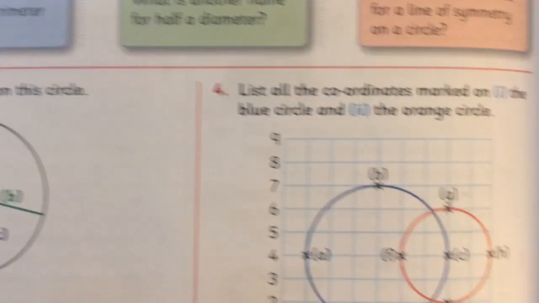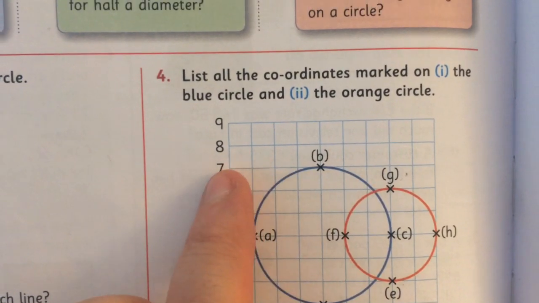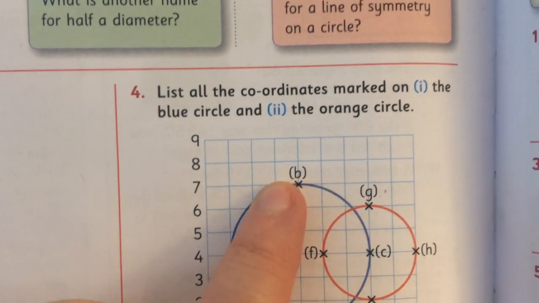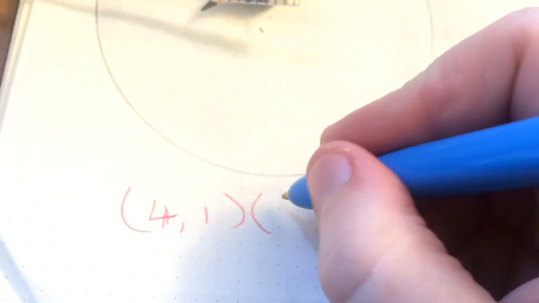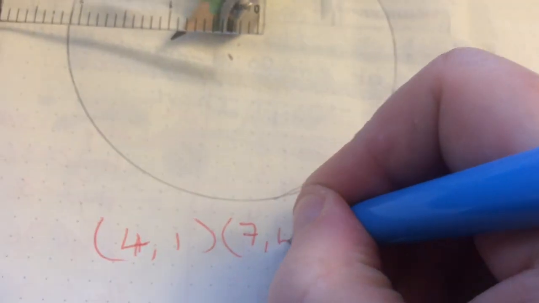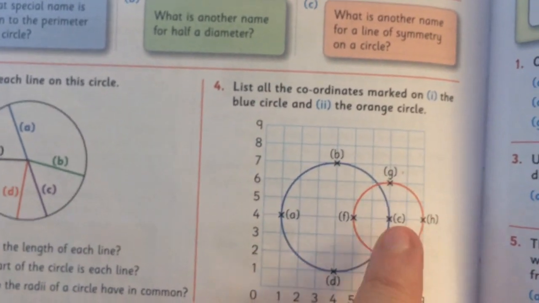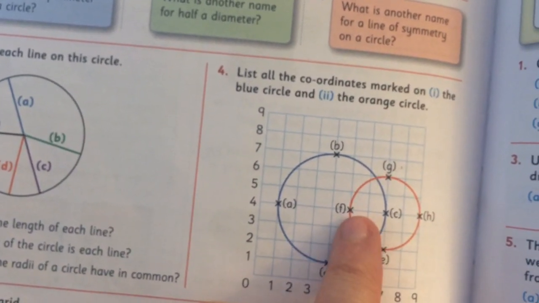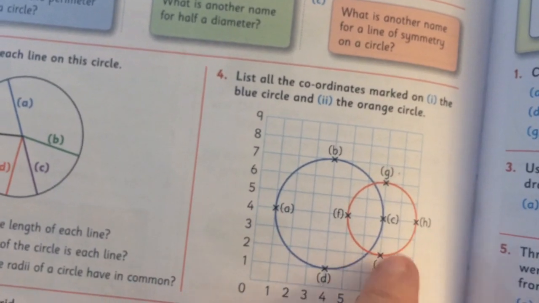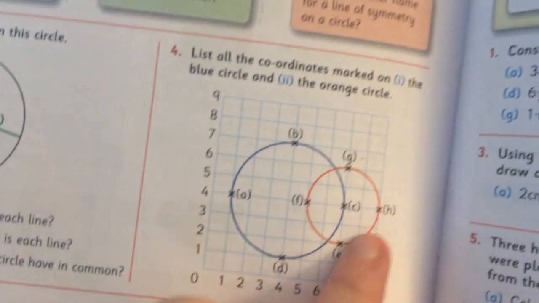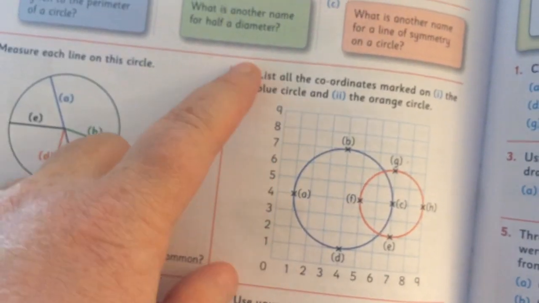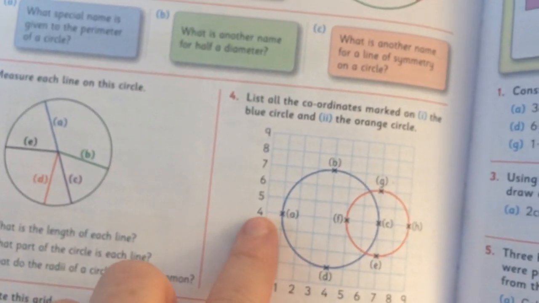The next one, B. B is up here. It's 7 here, so we go 7 all the way across, and then we drop down to here, and it is 4. The coordinates there are 7 and 4. And so on and so on. So do A, B, C, and D. Then go on to the orange circle and do D, E, F, G, and H. Get the coordinates of those and write those down. You read this line first and then this line. For instance, A is 4 and then 1. That's how you write it.